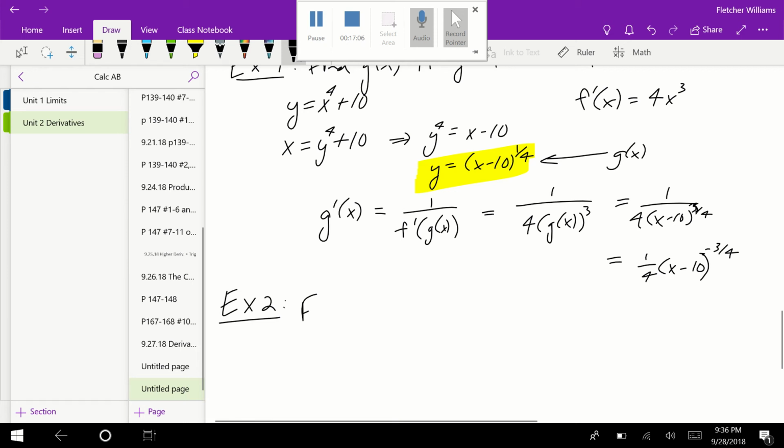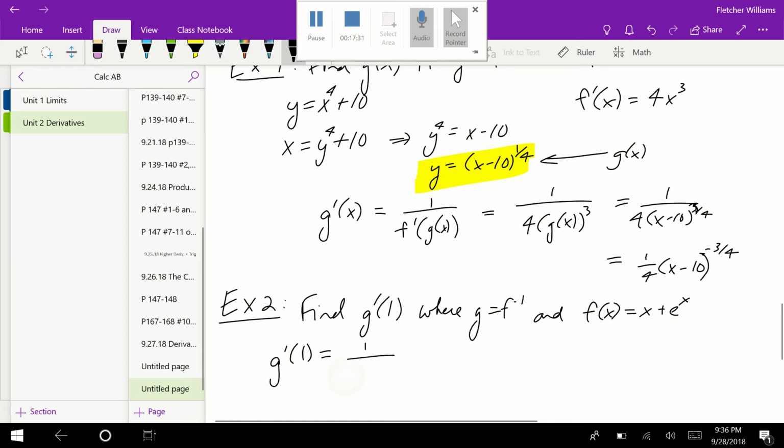Okay, so here let's find g prime of 1, where g is the inverse, and f of x is x plus e to the x. Okay, so let's just write it out. So g prime of 1 is 1 over f prime of g of 1. That's the formula that we found.